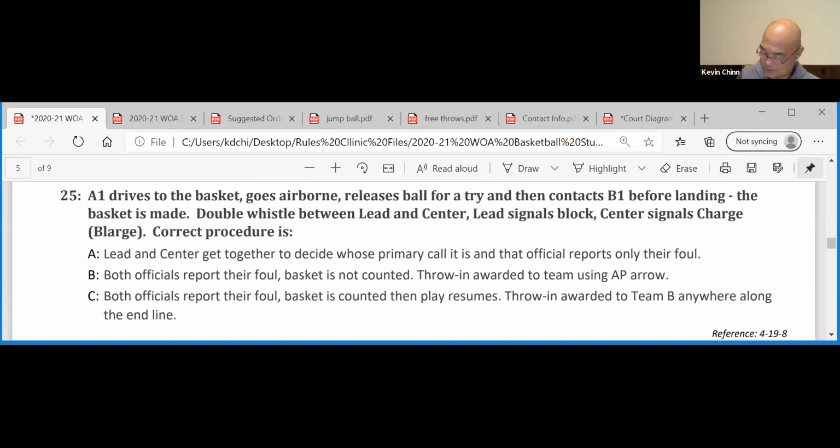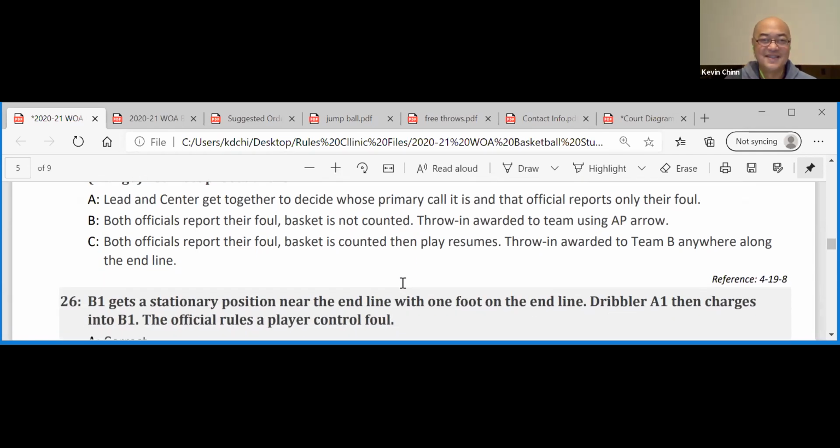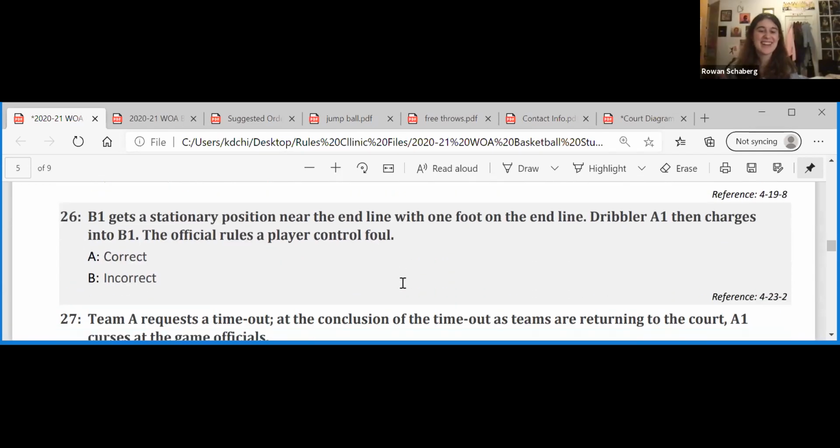Okay. So Rowan, good try. The answer is C. That makes sense now. It does? It doesn't make sense to me, and I've been doing this a long time. Well, I mean, kind of.